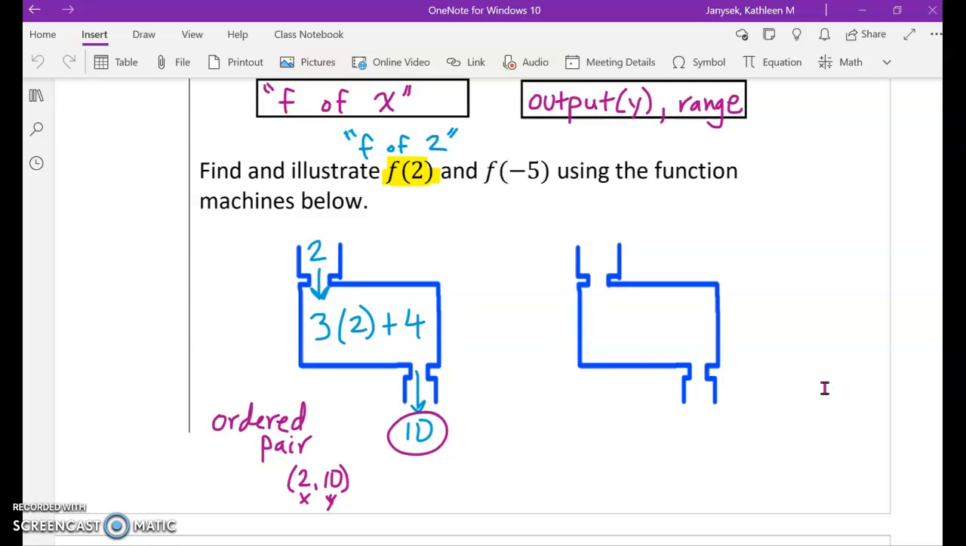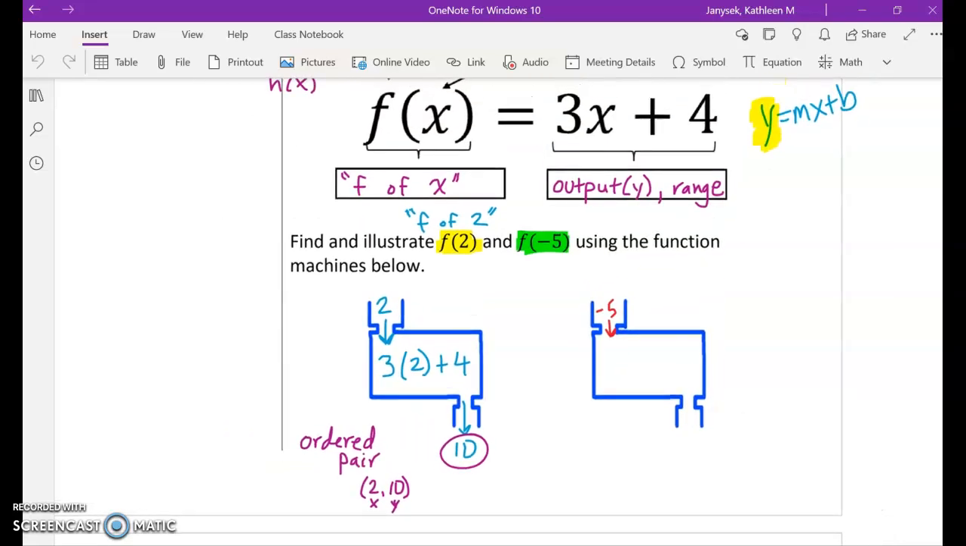So this time our input is -5. f(-5) means we're inputting -5. And remember, look at the right side of the function, which is 3x + 4. So anywhere there's an x, I put parentheses. And in place of those parentheses, we put the value that we are inputting into the function. In this case, it's -5. So we want to find out what 3 times -5 plus 4 is.